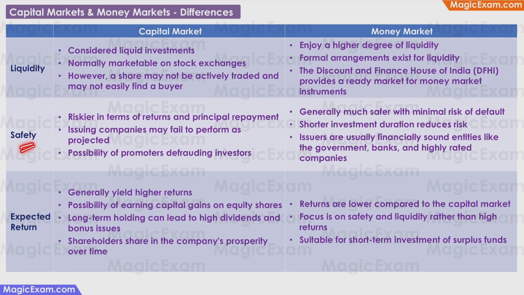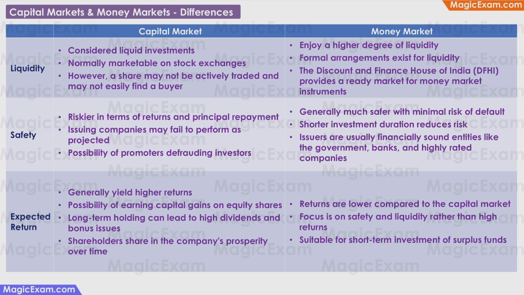In terms of safety, capital market investments are considered riskier in terms of both the returns and the principal repayment, because the issuing companies may fail to perform as projected, so the price of the shares goes down. Or there is also a possibility of the promoters defrauding the investors. But money market instruments are much safer because, first of all, the shorter investment duration reduces the risk, and the issuers are usually financially sound entities like the government, banks, and highly rated companies, which minimizes the risk of default.